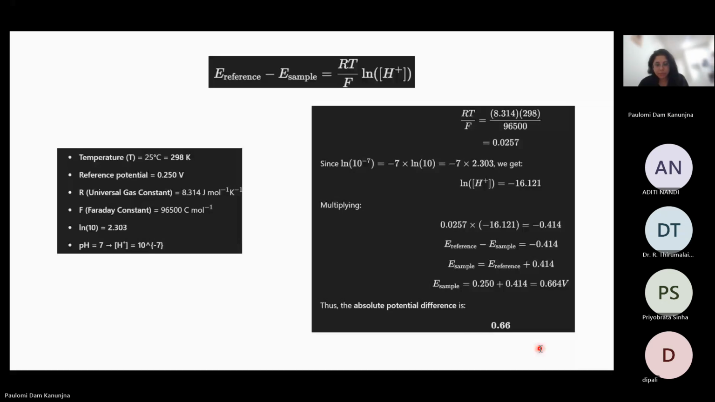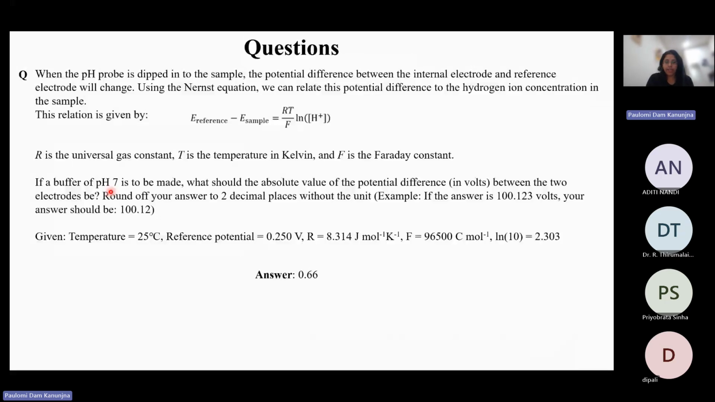Yes, pretty much yes. I agree with what you have said, Priyavrata. You can do it simply like that. Why you would see people doing it this way is they basically try to make use of all the information here, right? You did the same thing. You did minus 2.303 RT by F. We are doing the same thing.